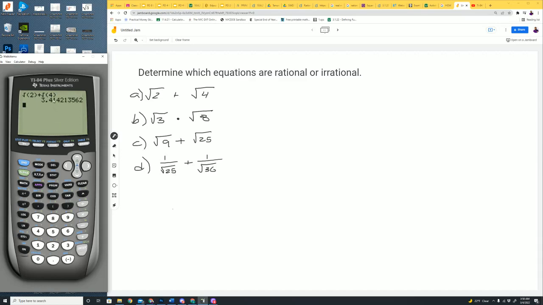And I see the answer is 3.41421. This is a number that is continuously going. It is non-repeating and non-terminating. So this is an irrational number.